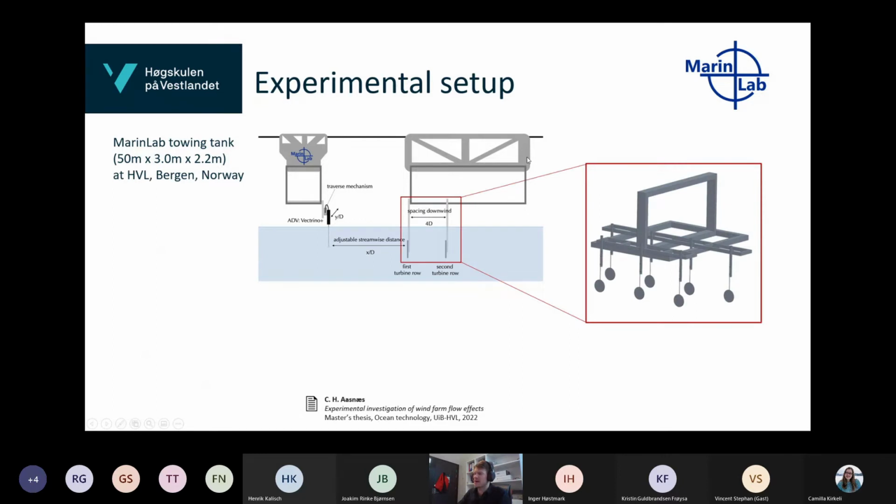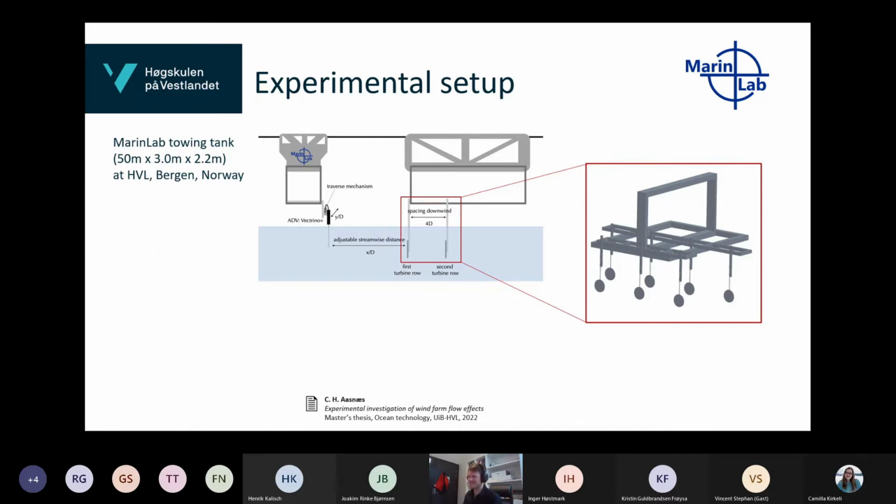And we set up on one of the towing carriages a submerged wind farm, which could look like this. So this is the biggest arrangement that we investigated. We see 7 rotors, and they are turned upside down and submerged underwater. So this is, let's say, an underwater wind farm.